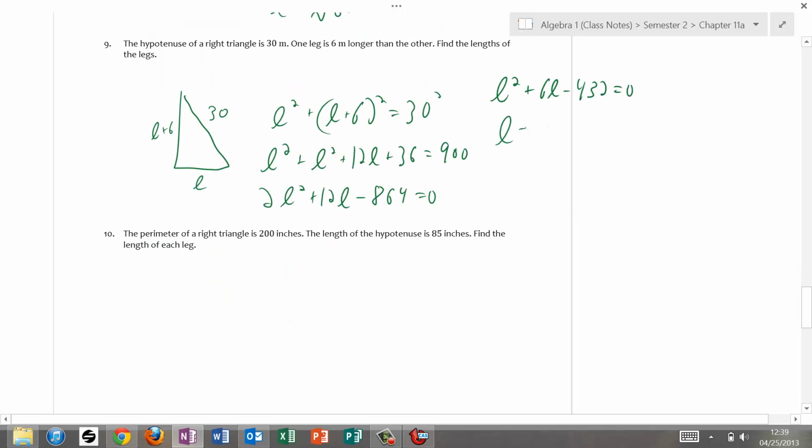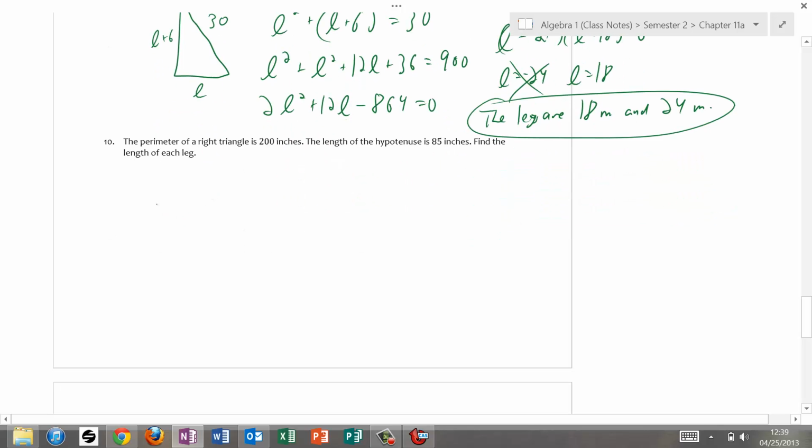So L is equal to negative 24 or L is equal to 18. And this can't work, so we know that the legs are 18 meters and 24 meters.